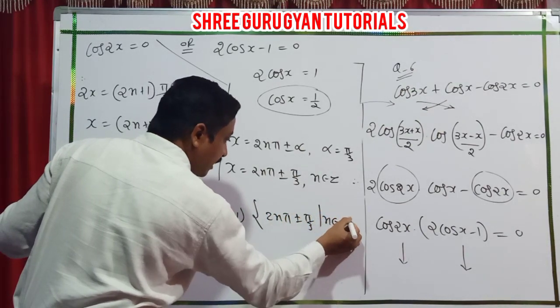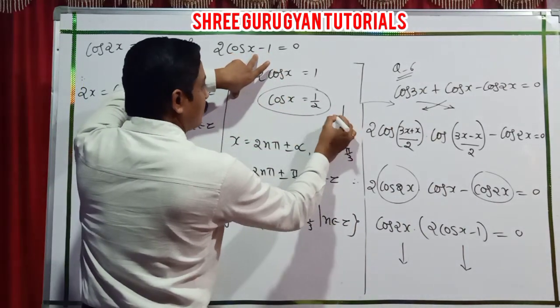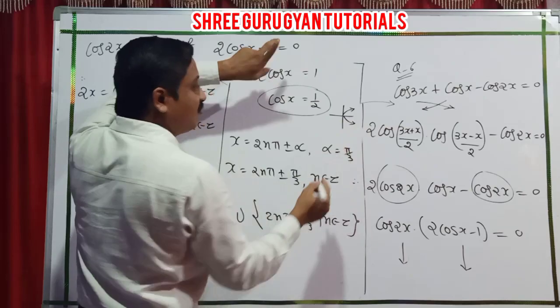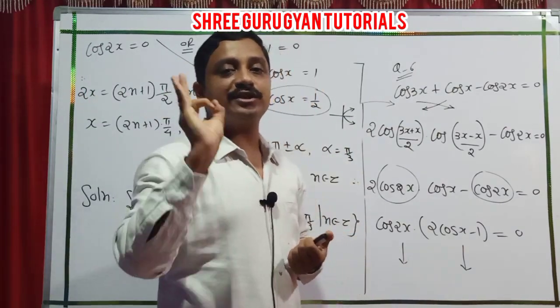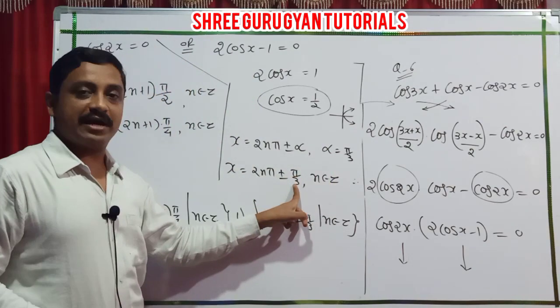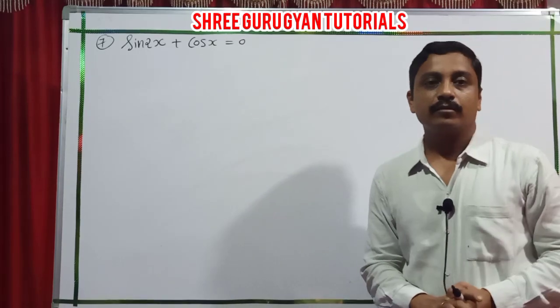n belongs to z. Students, here cos is positive, maybe in the first quadrant, maybe in the fourth quadrant also true. But I write down the first angle with the least degree. That's why I write down pi by 3. And here, students, this question is happily done.